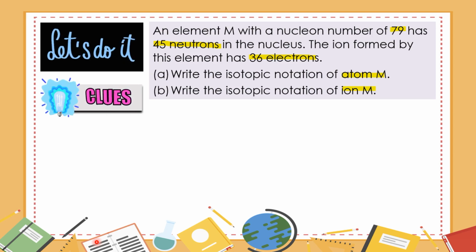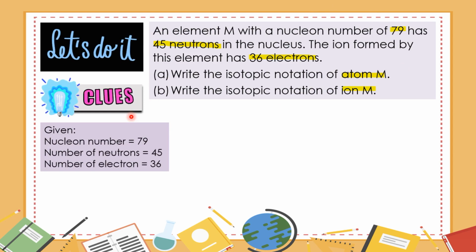How can we solve this problem? First of all, you have to highlight all the data given to you. The nucleon number is 79, number of neutrons is 45, and number of electrons is 36. However, in this question, the proton number is not given to you.